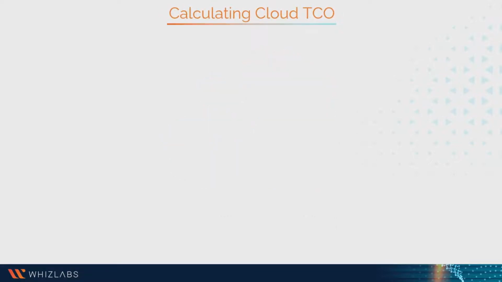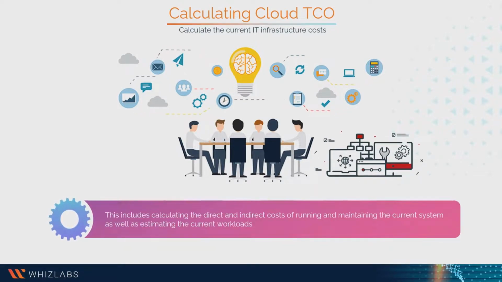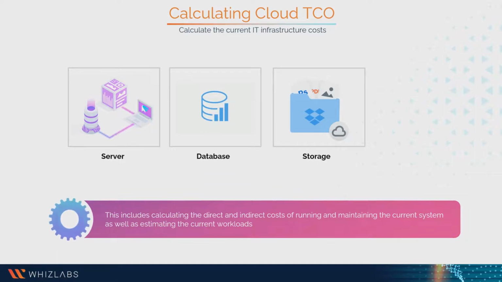Let's see some steps that you must follow while estimating cloud total cost of ownership. Calculate the current IT infrastructure costs. It is important to understand the actual cost of your current IT solution as a first step. This includes calculating the direct and indirect costs of running and maintaining the current system, as well as estimating the current workloads. The workload includes the servers, databases, storage, and network bandwidth.